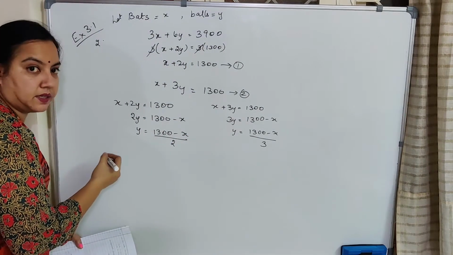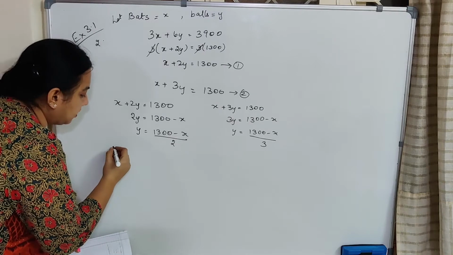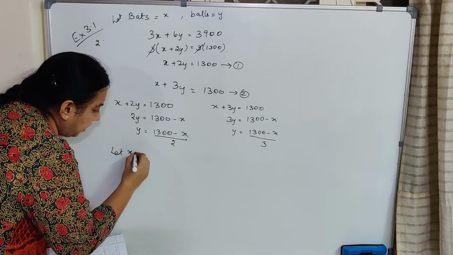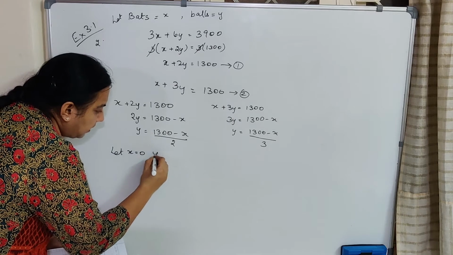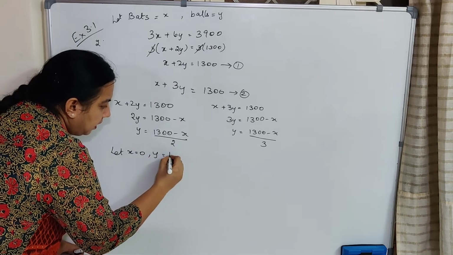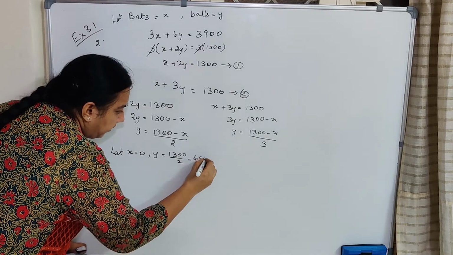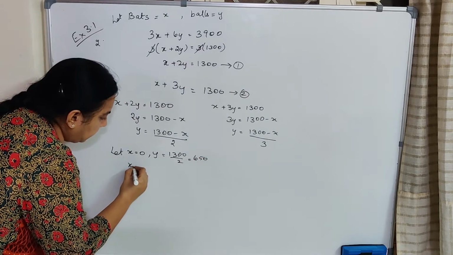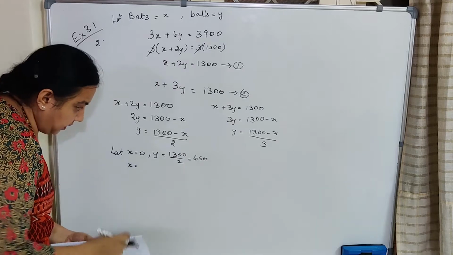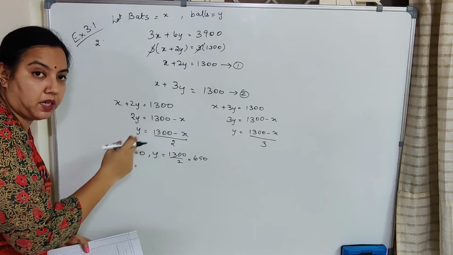First, I said, we will always consider x as 0. So let x is equal to 0. Then y becomes 1300 by 2, and that is equal to 650. Then x is equal to, as this number is 2, I want multiples of 2.